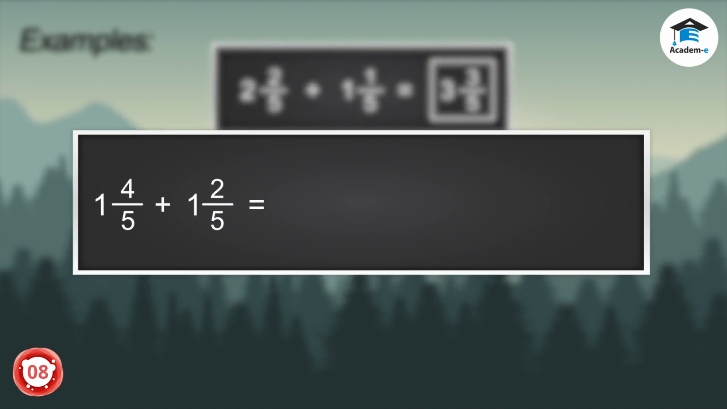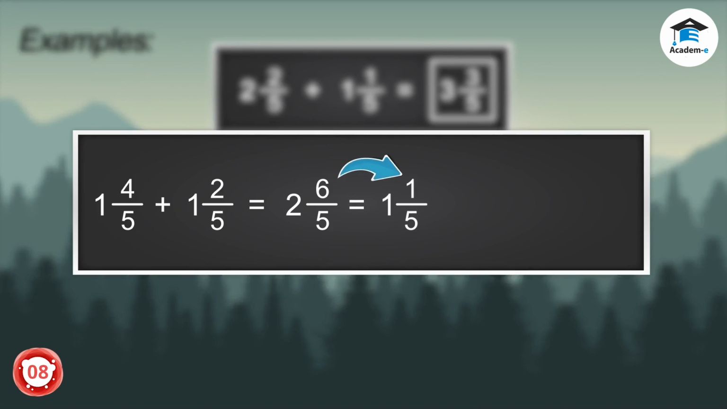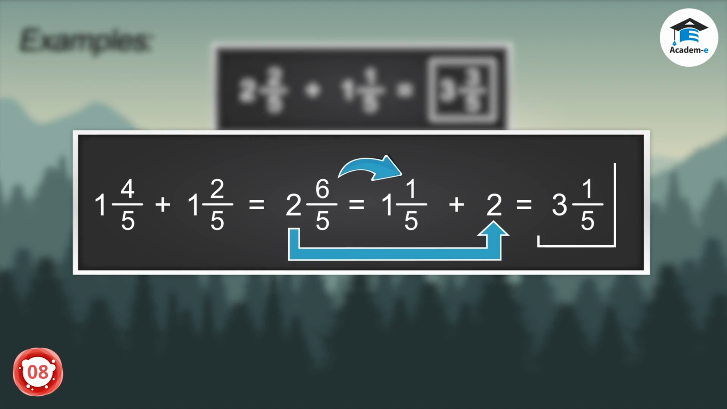Add the whole number 1 plus 1 equals 2. Then, add the numerators 4 and 2, which is equal to 6. We get the answer 2 and 6/5. 6/5 is an improper fraction, so we need to change it to a mixed number, which is equal to 1 and 1/5. Next, we add the whole numbers 1 and 2, and we will get 3. Then, copy 1/5. The final answer is 3 and 1/5.